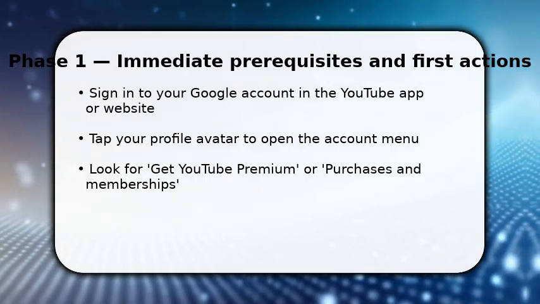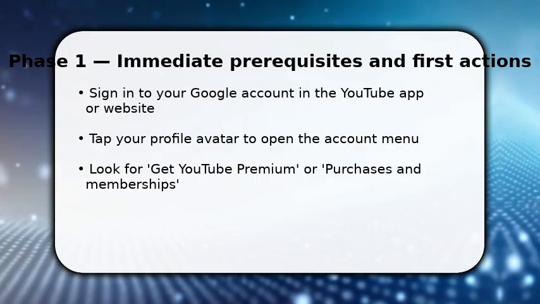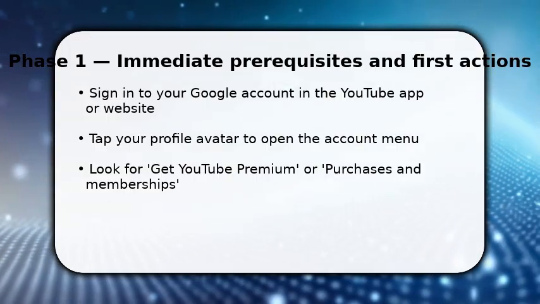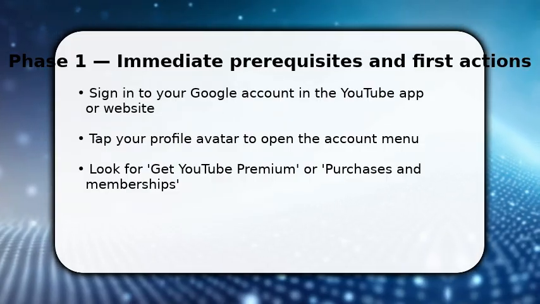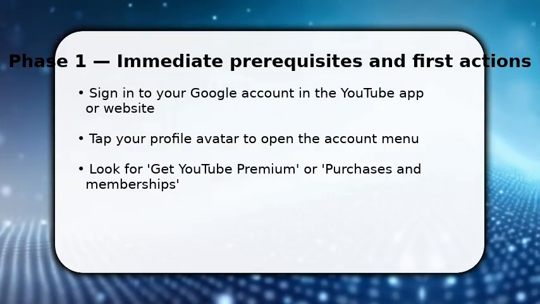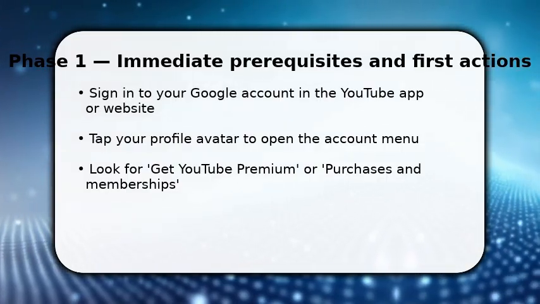Next, tap your profile avatar in the top right corner to open the account menu. Once the menu appears, scan for the Get YouTube Premium prompt or Purchases and Memberships entry. This is where YouTube surfaces subscription options.